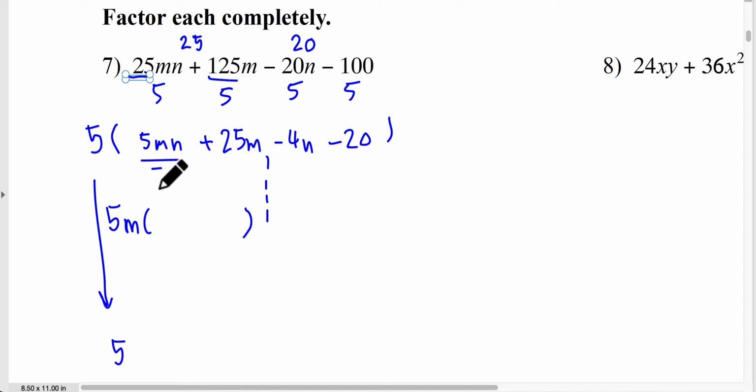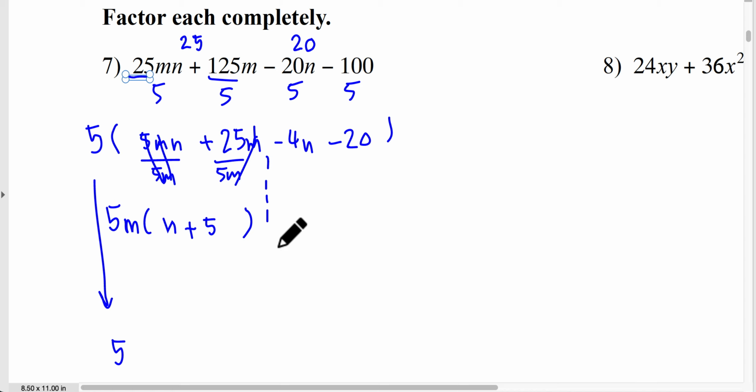Now I divide both sides by 5m. So when I divide, these cancel to give me 1. This cancels to give me 1, and I'm left with just n. Same thing over here. Plus 5, and these cancel to give me a 1, so it's just that. Now on this side, something very important to note. When you see that the first part starts positive, and then the middle one over here is negative, that means your GCF on the right should always be negative.